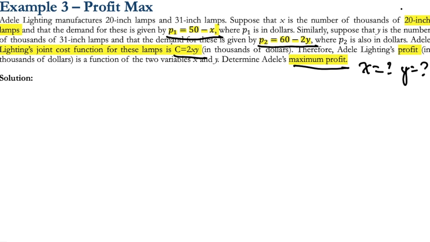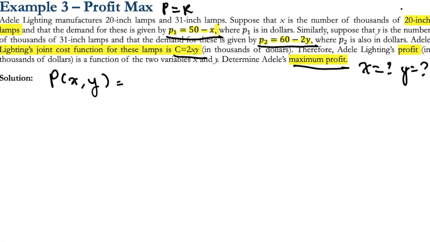Because it involves two lamps, therefore, this is a profit maximization process with two independent variables, namely 20-inch lamps, and the quantity is X, and also 31-inch lamps, and the quantity is Y. Okay. So we know that profit function, in this case denoted as P, is a function of 20-inch lamps and also 31-inch lamps.